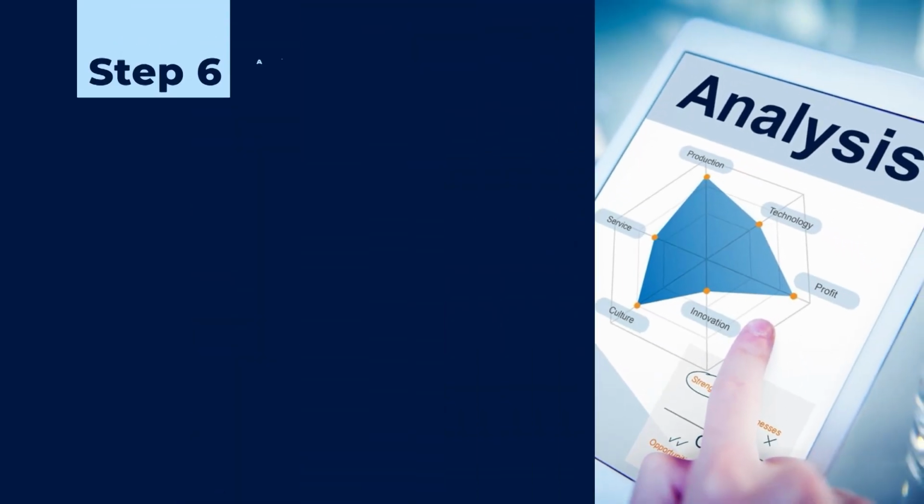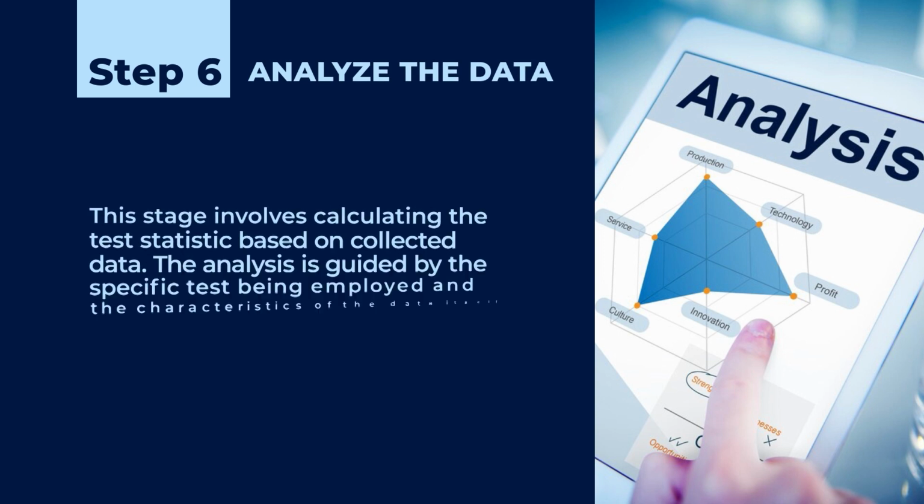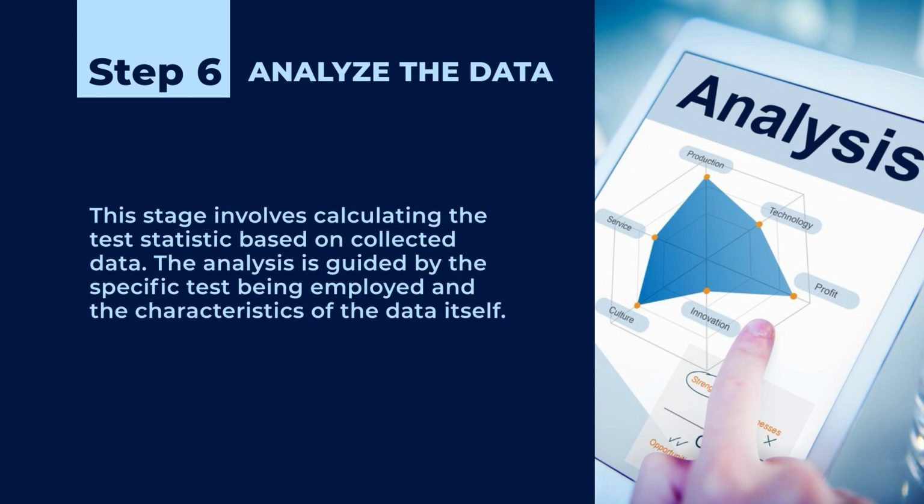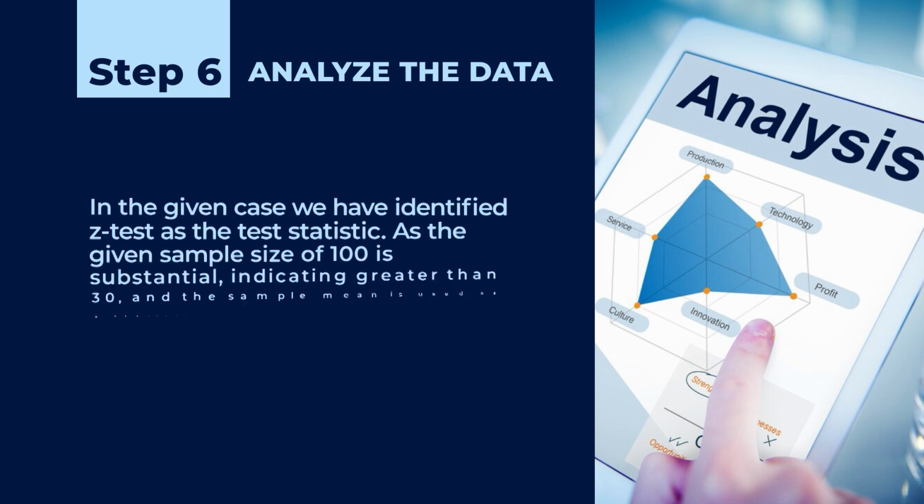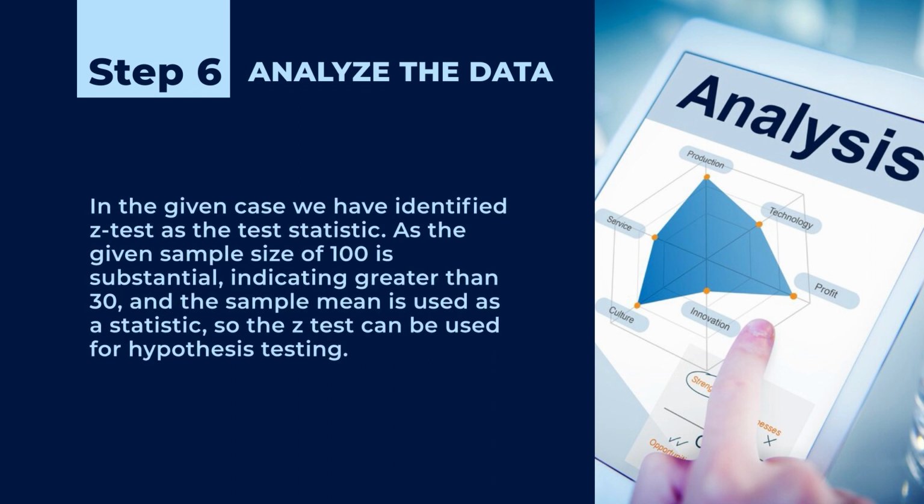Now analyze the data. At this stage, we calculate the test statistic based on the collected data. The analysis is guided by the specific test being employed and the characteristics of the data itself. In the given case, we have identified the Z test as the test statistic, as the given sample size of 100 is substantial, greater than 30, and the sample mean is used as a statistic, so the Z test can be used for hypothesis testing.